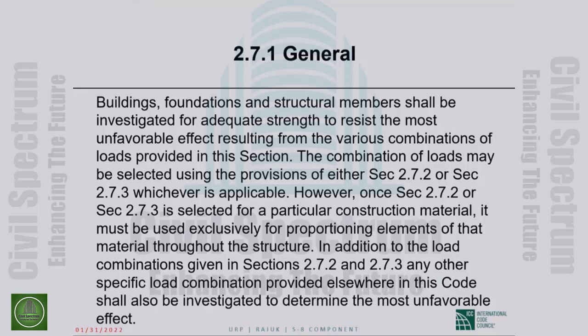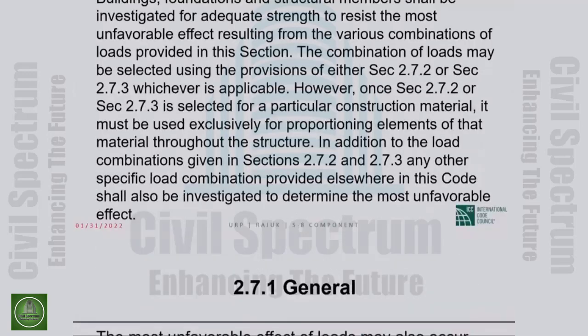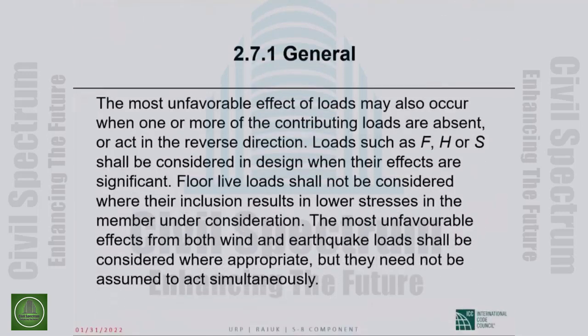In addition to the load combinations given in those two sections, any other specific load combinations provided elsewhere in the code shall also be investigated to determine, etc. So there are things said elsewhere in the code that you may have to consider. Then something that is also extremely important. Now, what is said here is repeated later when it comes to strength design. And I do not understand why they have said the same thing twice. It's probably just sloppiness. Anyway, I will show you the other place.